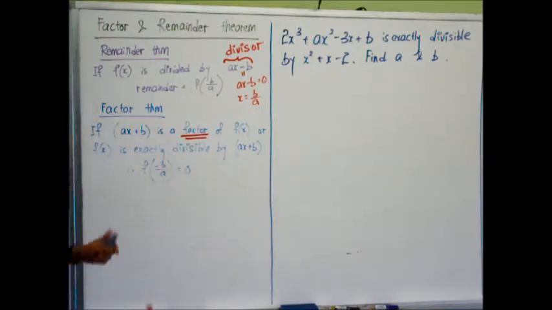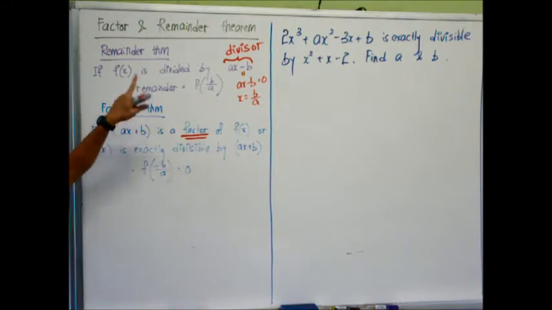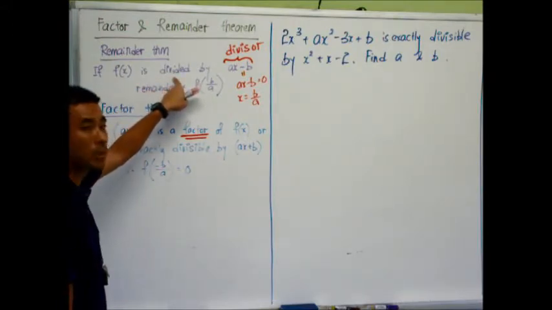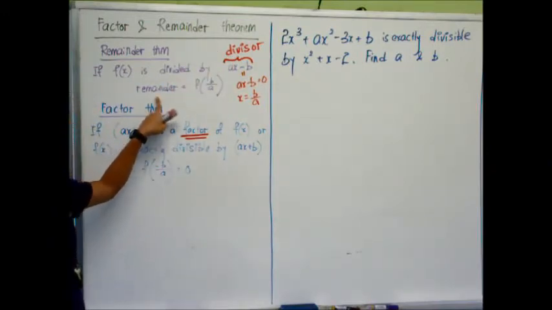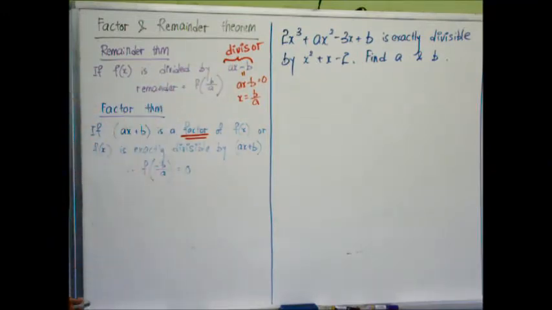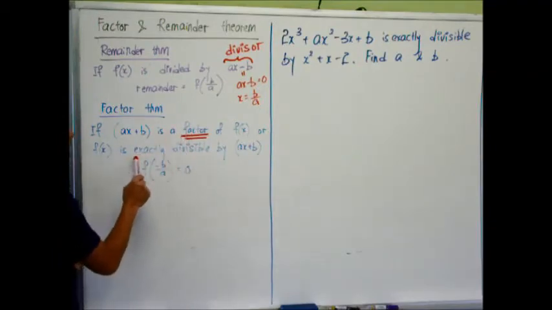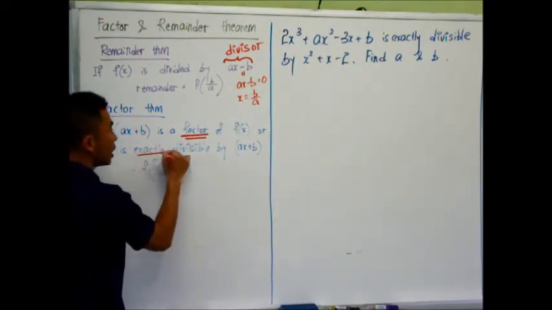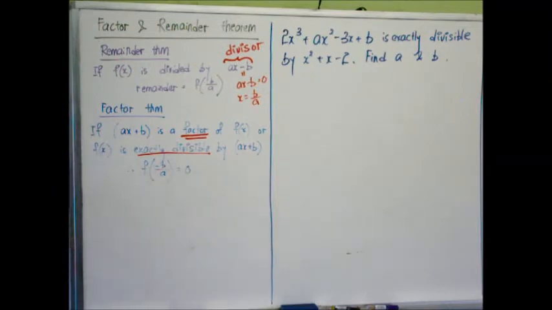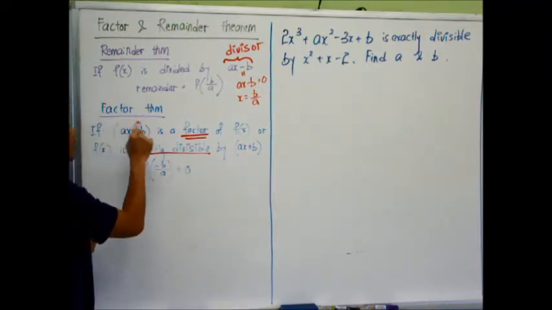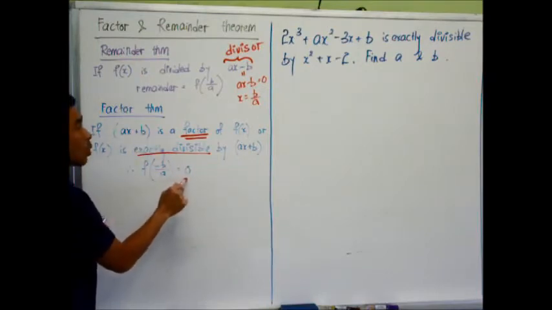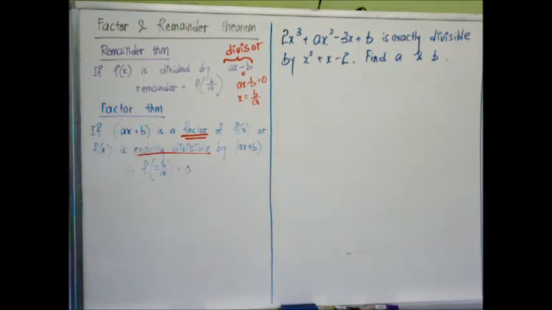How to differentiate the use of remainder and factor theorem? Take note of the keyword. When you see the word divided, this is only a divisor, you are expected to get a remainder. Similarly, when you see the word factor or exactly divisible, you know that there will not be any remainder left. That is why the remainder in this case, with the use of the factor theorem, is equal to 0. So this is a quick recap of what we did last year.